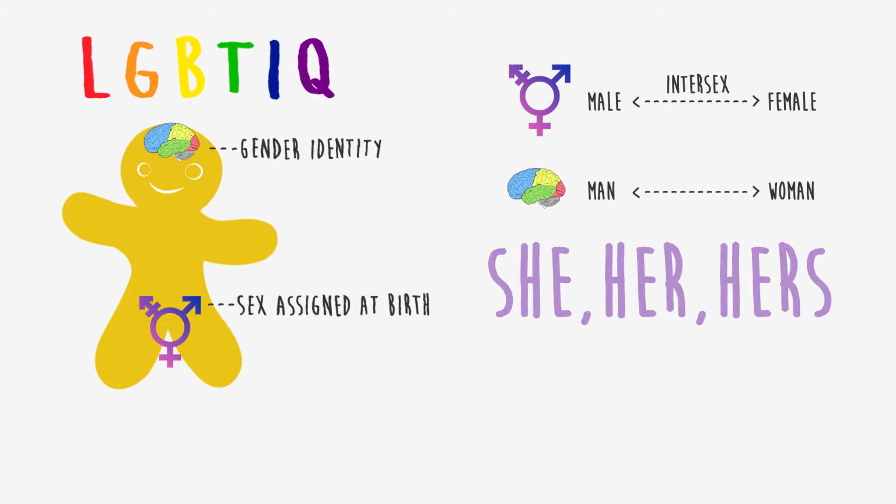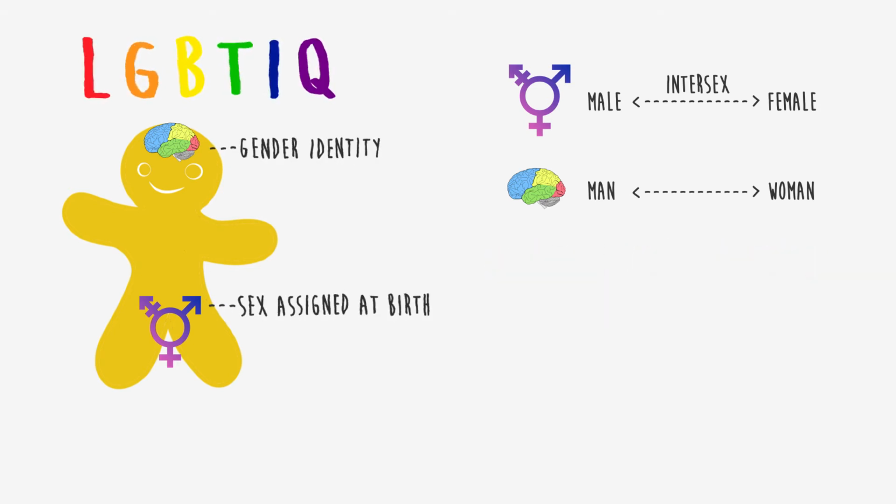identities that do not fit in the binary male or female categories are called genderqueer. Halfway between the male and female extremes is gender neutral.